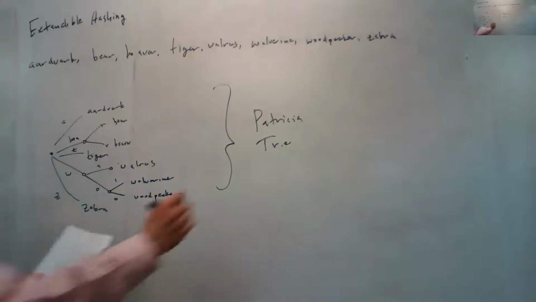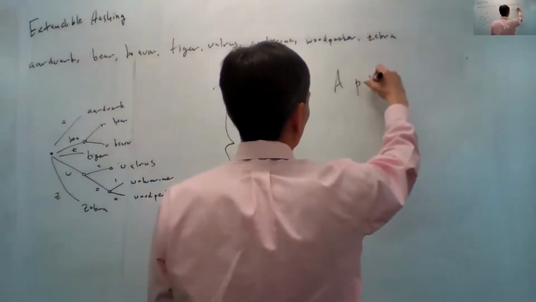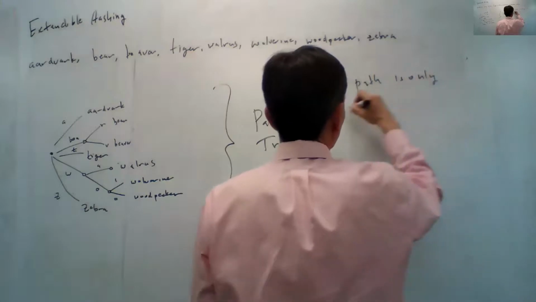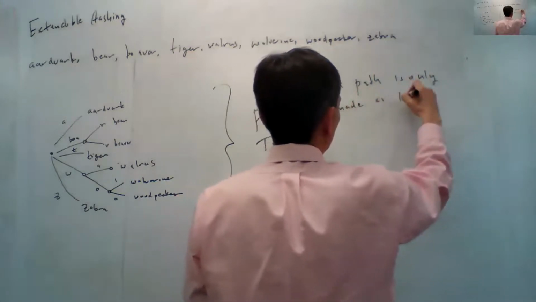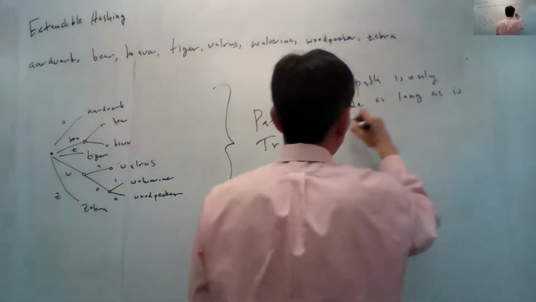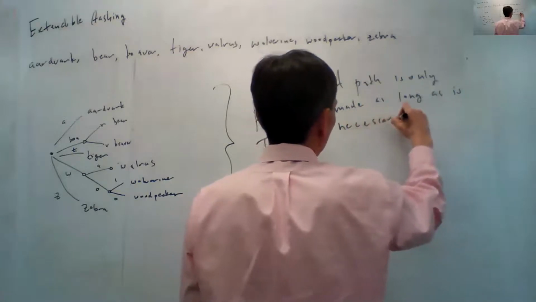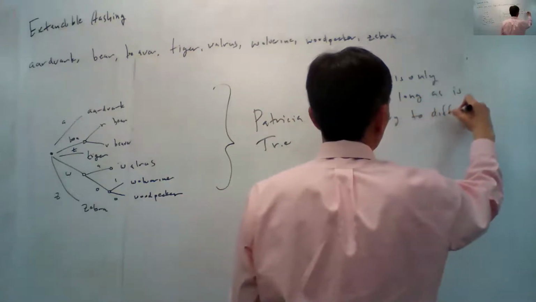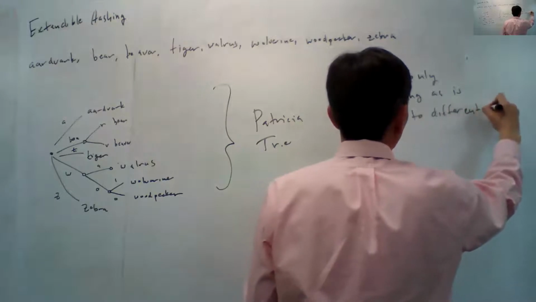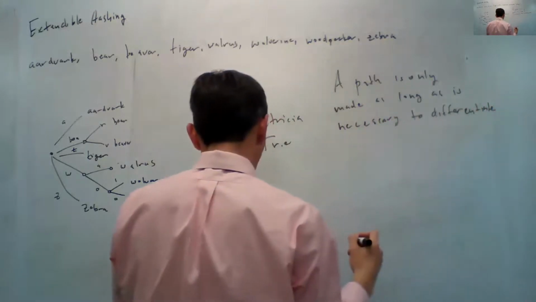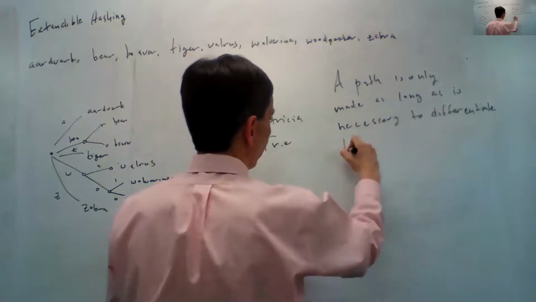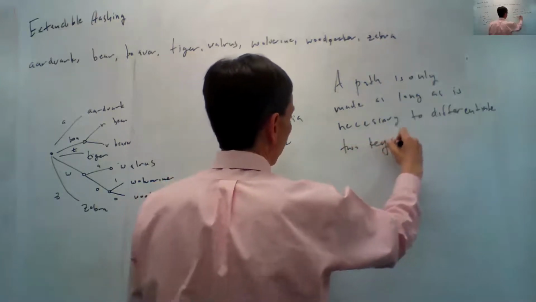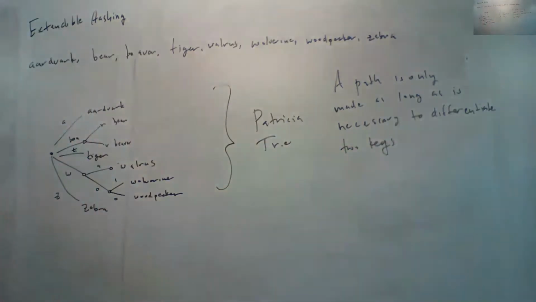Okay, and so I think the key that you want to recognize about these is that a path is only made as long as is necessary to differentiate two keys. Okay, so if adding more length to one of these paths is not going to differentiate anything, that is, there are no multiple keys along a path, you can stop the path. And that's exactly what this does.